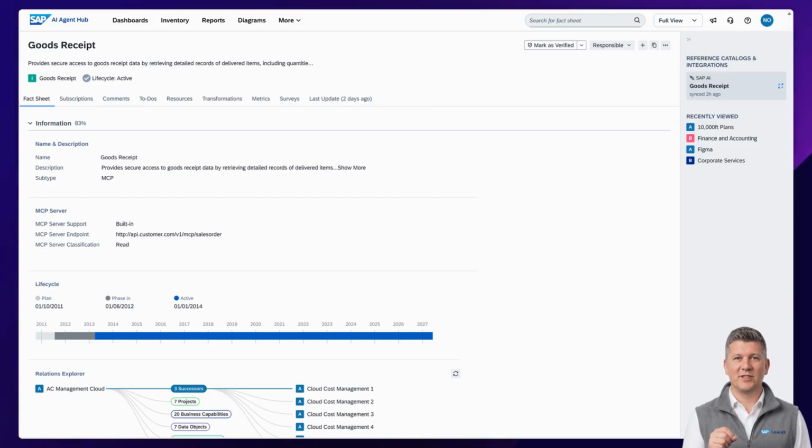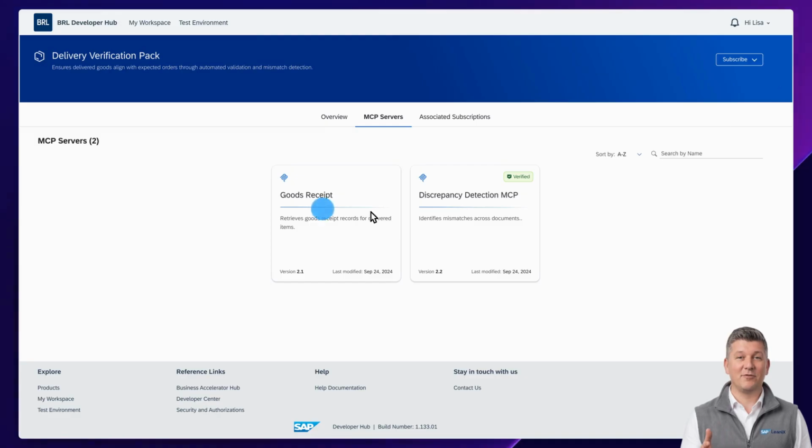She can review the goods receipt MCP fact sheet, which provides transparency into the server configuration, including endpoints, supported capabilities, and classification, providing a clear governance view of its role within the architecture. Since MCP servers are primarily managed within SAP Integration Suite, she can seamlessly navigate from the fact sheet into the corresponding integration package.